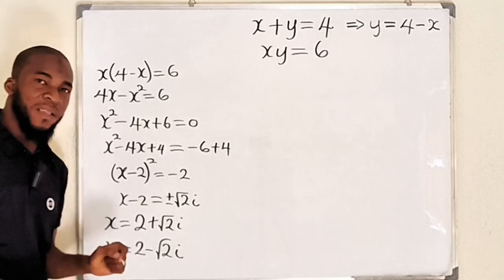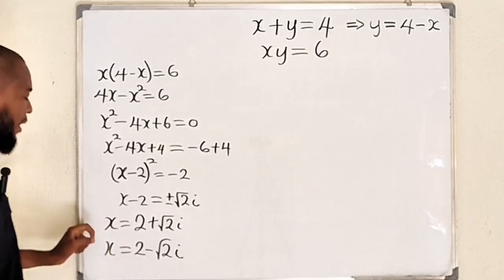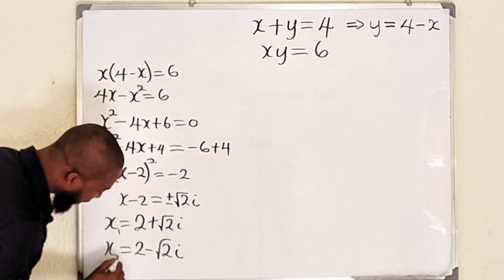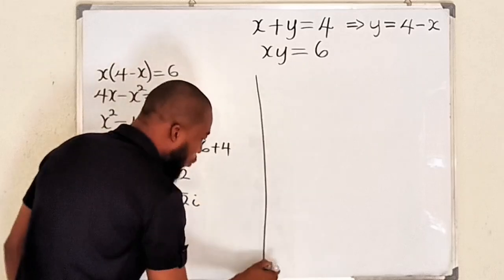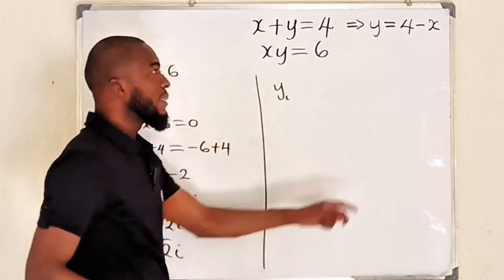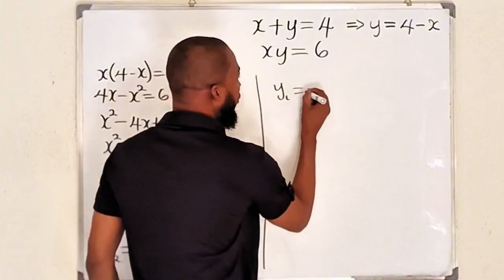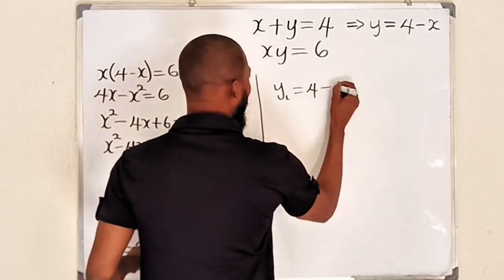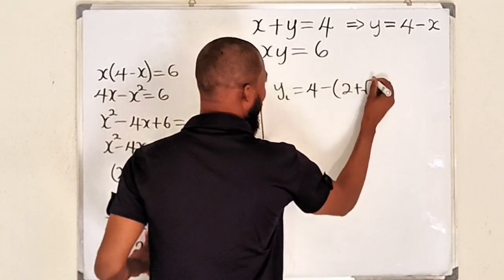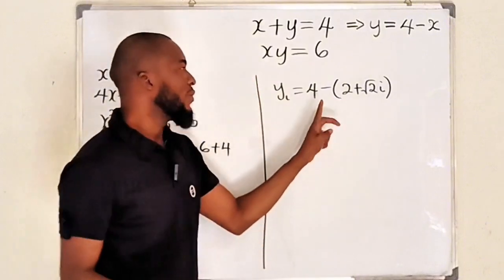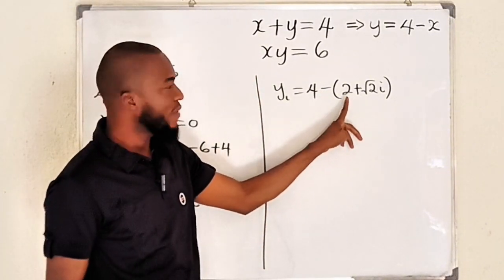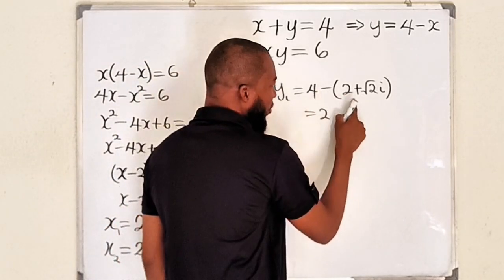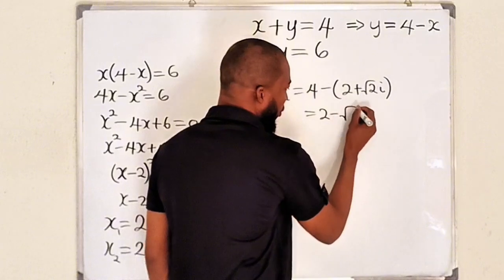So these are the two values of x. To determine the value of y, let's start with this first one. Let's consider this one as x1 and x2. So to find y1, this is our y, remember, it is equal to 4 minus x1, right? x1 is 2 plus root 2i. You know this negative sign is going to affect every single term inside. So it will be 4 minus 2, which is equal to 2. Then minus plus root 2i will give us minus root 2i.